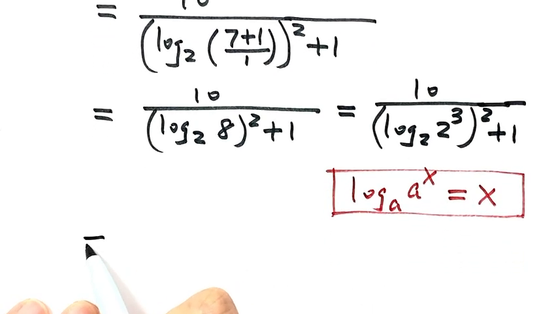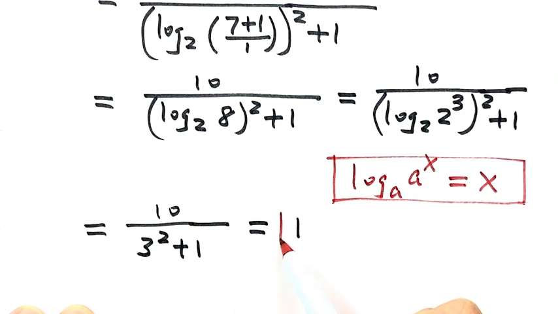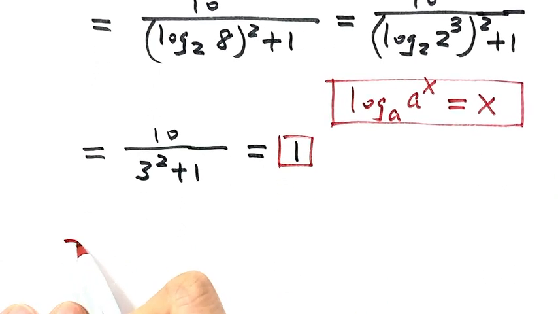So then here just top is 10. So this log just is 3. Then outside square, 3 squared plus 1. Then simplify, the bottom is 10, top is 10, the answer is 1. That's the first method. Now let's see the second method.